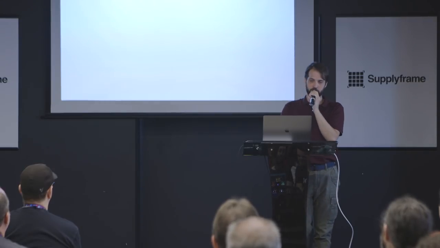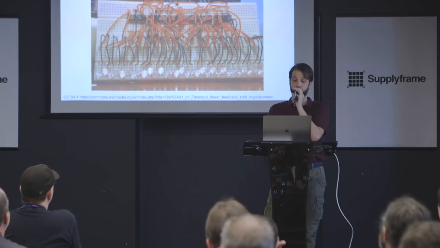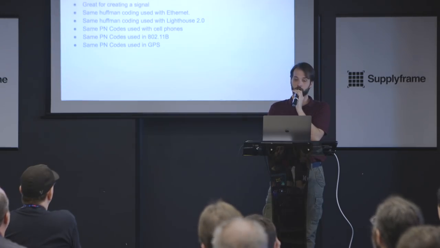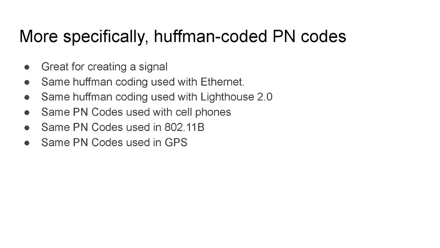But this is an FPGA conference, and so let's look at least one example because I have 2 minutes left, right? That's two? Okay. So we're going to just breeze by this and don't worry about it. I was going to go into much more detail here. I'm glad I spent more time on the rest of the talk and not this. But we're going to look at, say, an LFSR. And we actually want to output these Huffman-coded pseudo-random noise codes. And they're used all over the place.